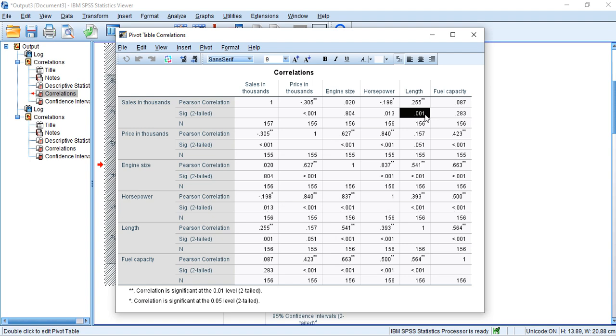So in this case, the variables which have a relationship with sales are price in thousands, horsepower, and length, since that was our dependent variable. So you could do the same analysis for any other variables when you're doing your research and data analysis. To confirm whether there is an effect or an impact between these two variables, you have to run a regression analysis. So in our next session, we shall look at regression analysis in SPSS. For now, bye.